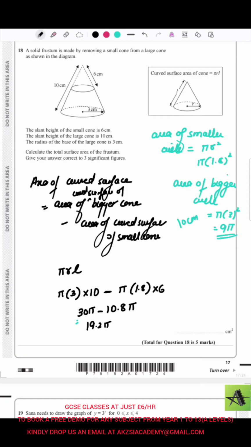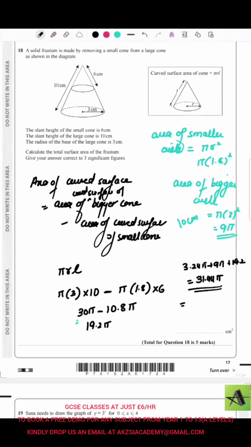Now we need to add them all up. Here 1.8 times 1.8 will give you 3.24. So 3.24 pi plus 9 pi plus 19.2 pi. Obviously, they are not asking us to calculate in terms of pi, but let me find it, it will give us 31.44 pi. Now put the value of pi and get the final answer.